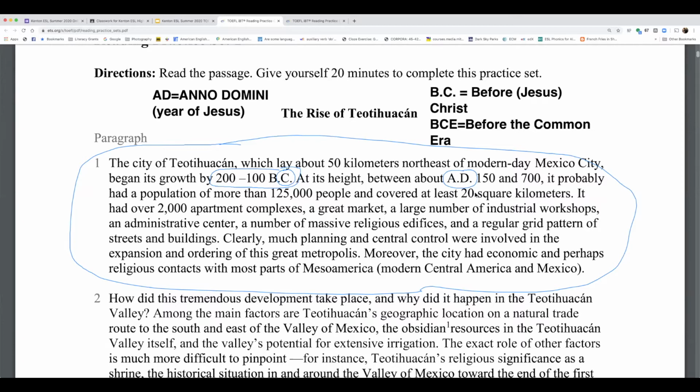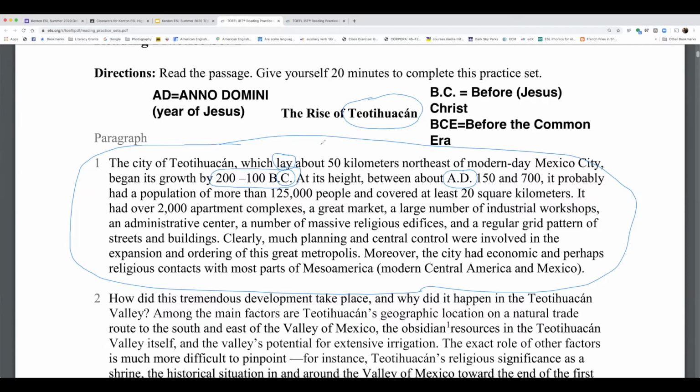In fact, I think what we're going to notice is what kind of history is it? Well, if you notice the title, Teotihuacan, and look carefully at the first sentence again. It says, the city of Teotihuacan, which lay, now let's see if we can remember, lay. What is the original word here? Anybody know? Lie? Yeah, it's the past tense of lie.